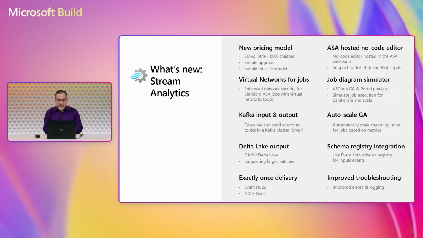We're also integrating the Event Hub schema registry into your jobs. So now you can have schema validation right within your job and ensure that the events that you're getting are in the format that you expected them as they are in the schema registry. We're also doing improved troubleshooting for better errors and logging of all the events that happen in your streaming job.